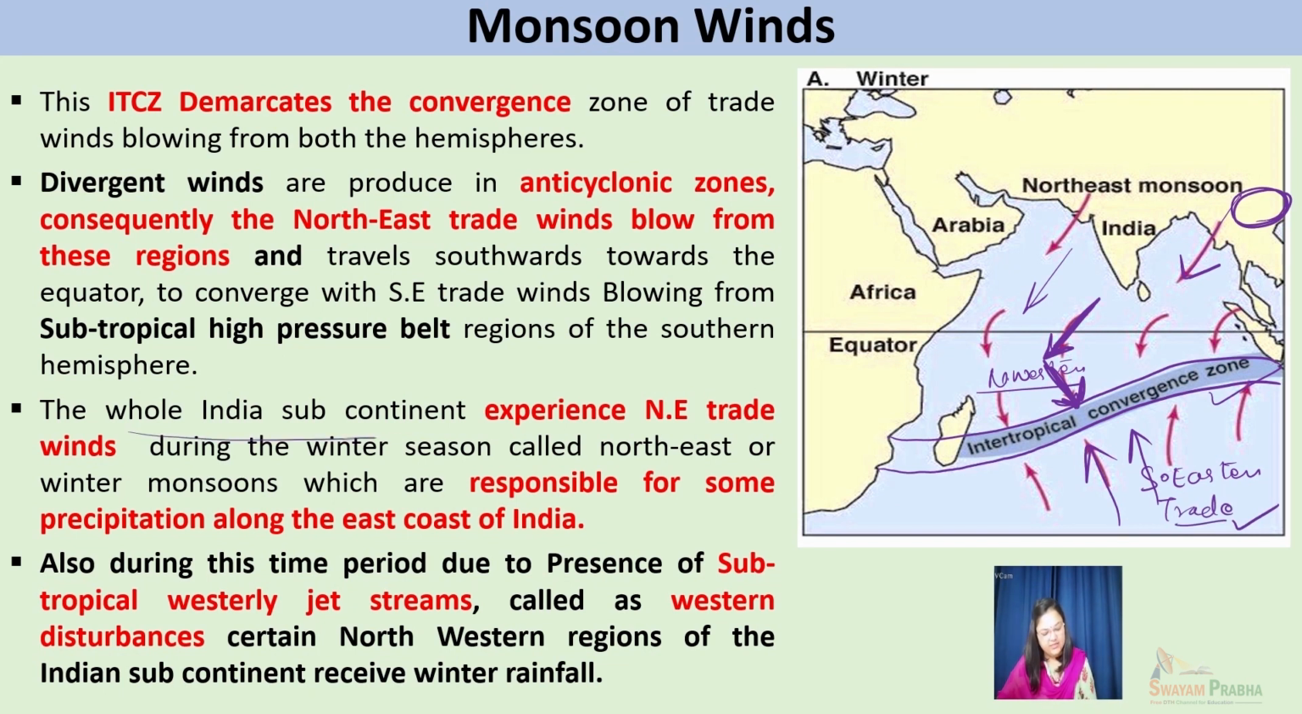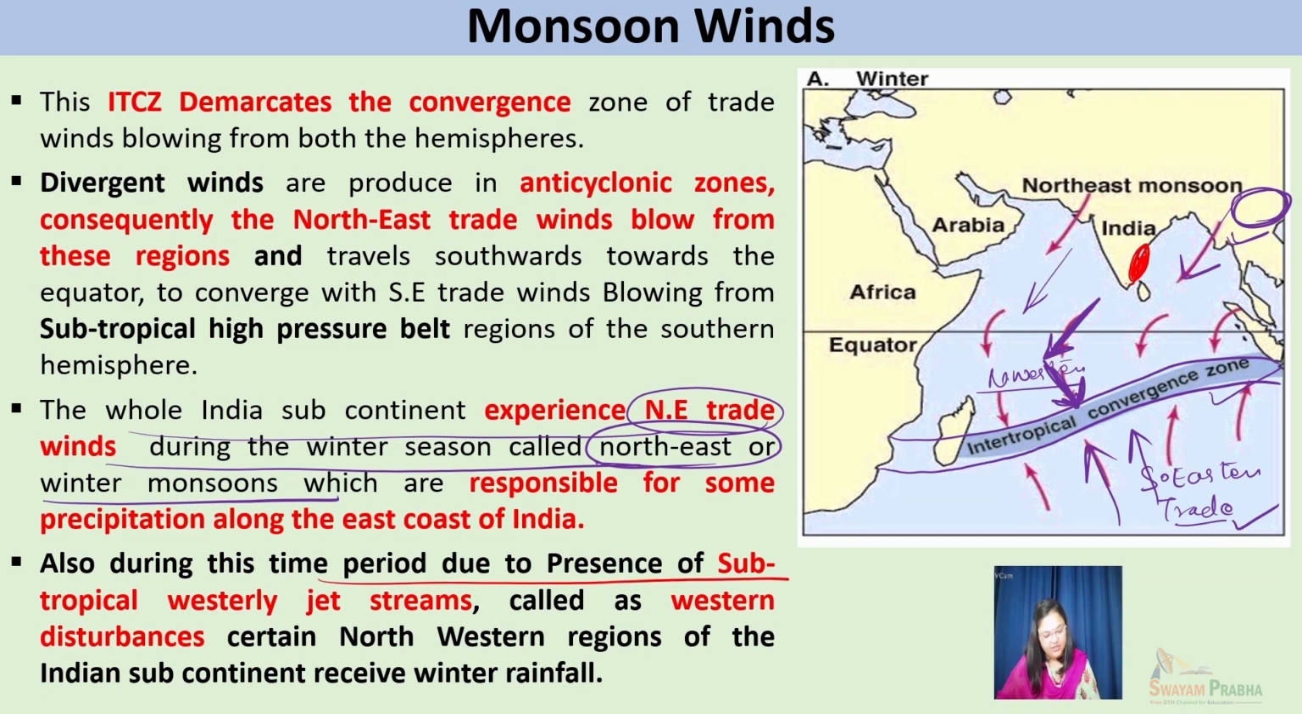So the whole Indian subcontinent actually experiences the northeast trade winds during the winter season, which are also called northeast or winter monsoons in India, and they are responsible for some precipitation along the eastern coast of India around Tamil Nadu, Andhra Pradesh and Orissa also.